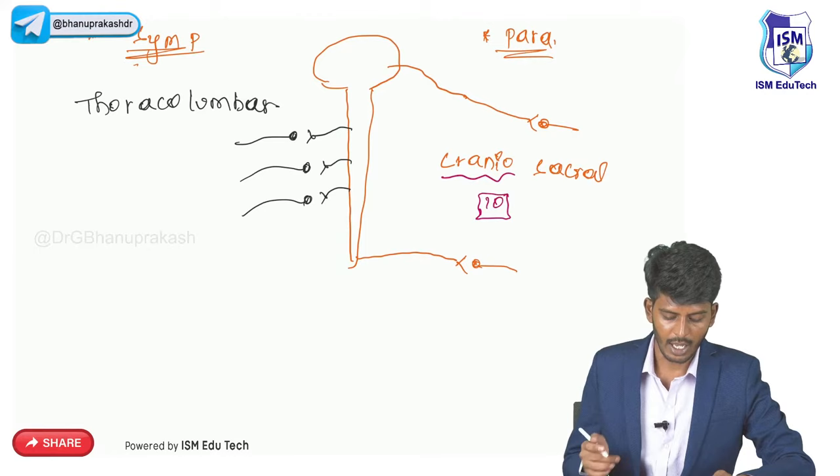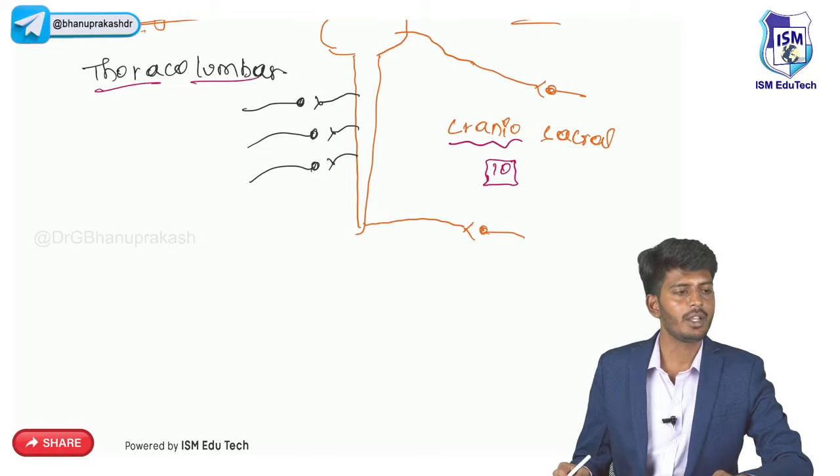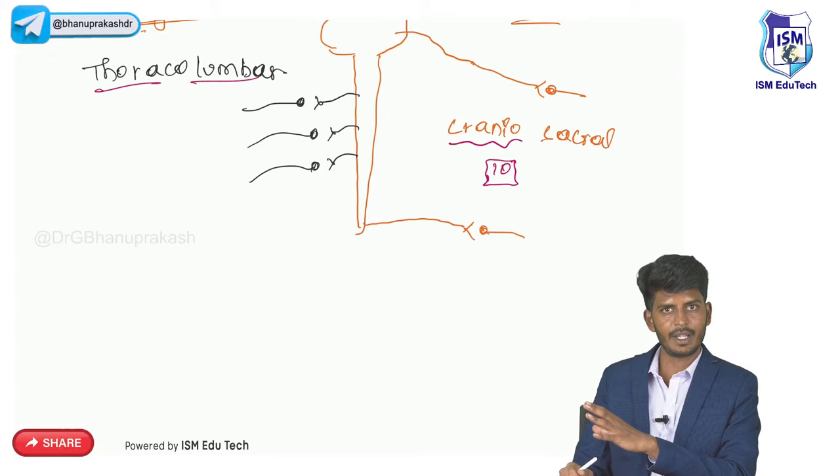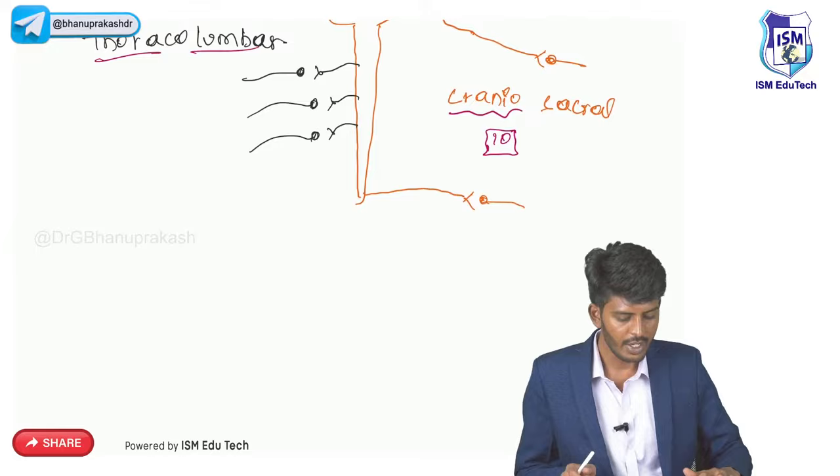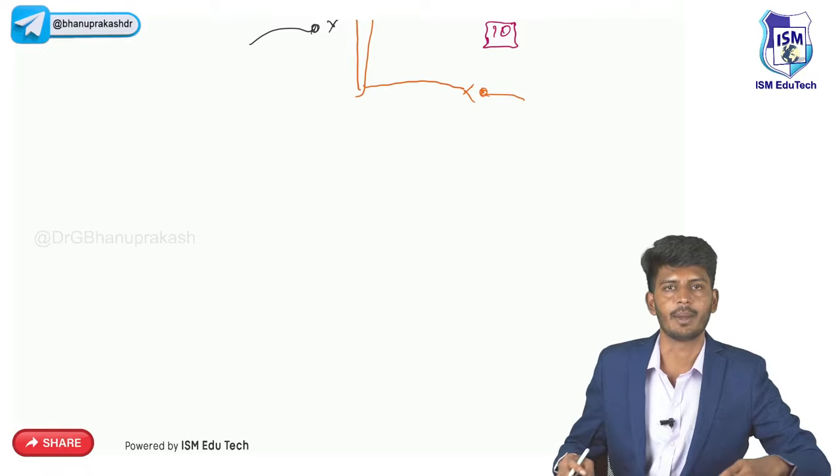Now when you look at cranial nerves, the cranial nerves work as parasympathetic nerves, while the sympathetic nerves arise either from the thoracic region or from the lumbar region. Now that you understand the thoracolumbar outflow, let's understand the effects of each of them.